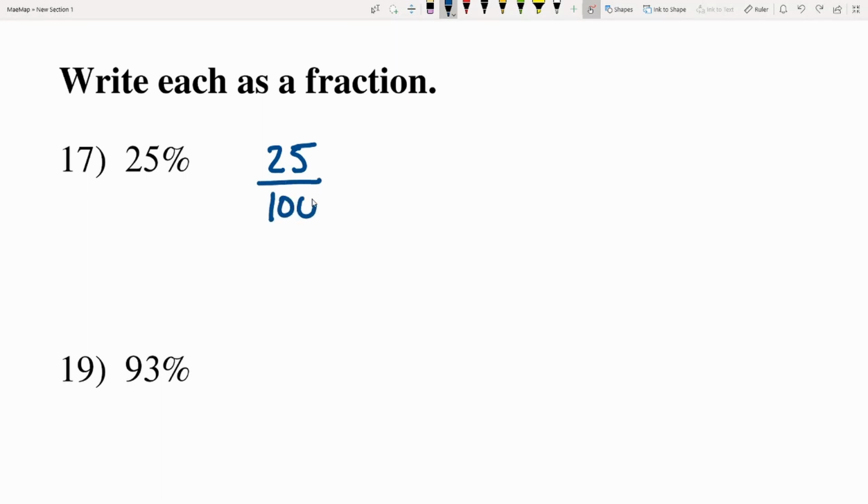And now all we need to do is simplify this step. Now the easiest way to simplify down 25 into 100, I know that that's going to be 1/4. And the way I like to think about this is how many times does 25 go into 25? That's once. And how many times does 25 go into 100? That's 4. So this becomes 1/4.